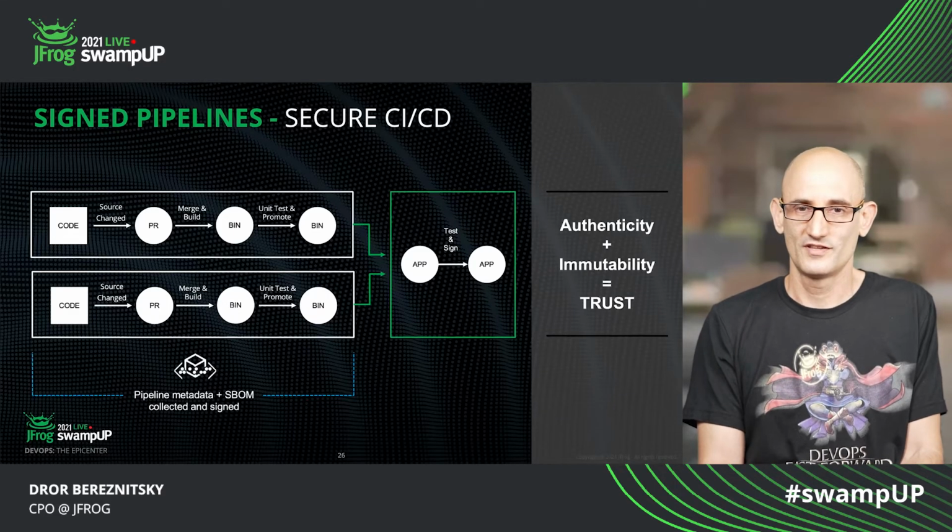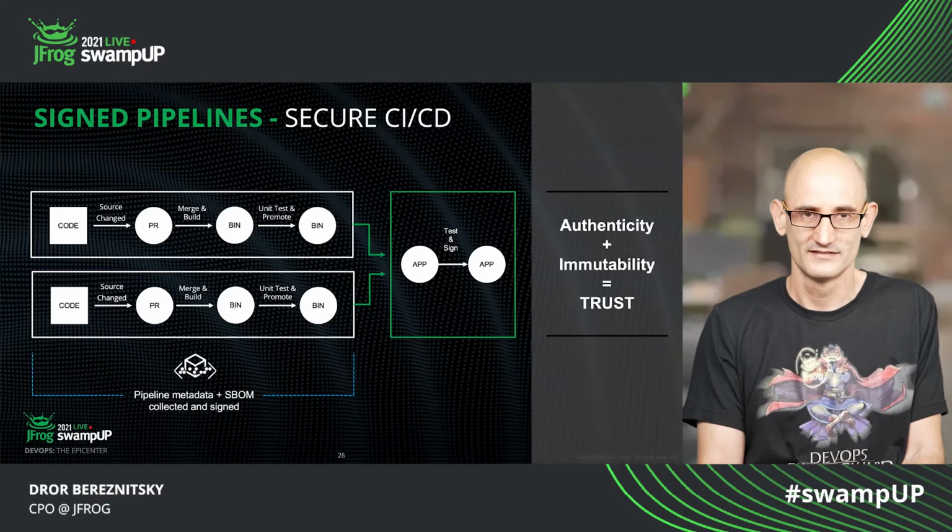The combination of authenticity and immutability should provide you with the highest level of trust in the artifacts that you are deploying to production. And I'm happy to share that this new signed pipelines capability will be available towards the end of Q2. And now I would like to show a short demo of the signed pipelines.